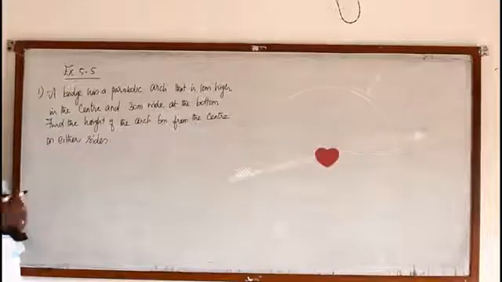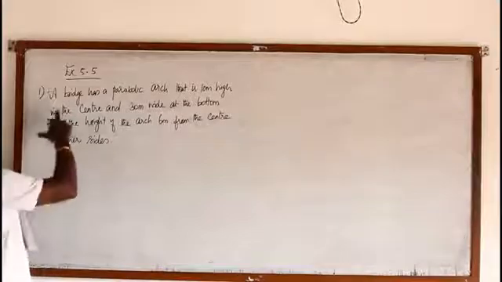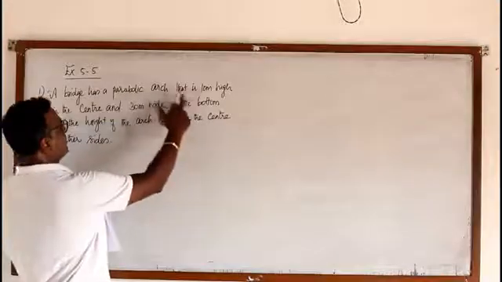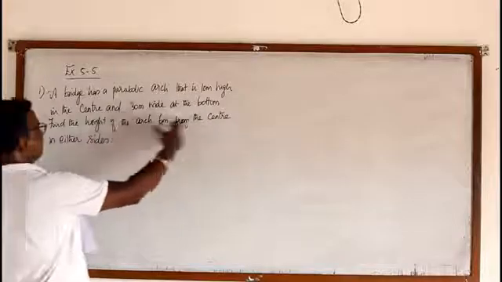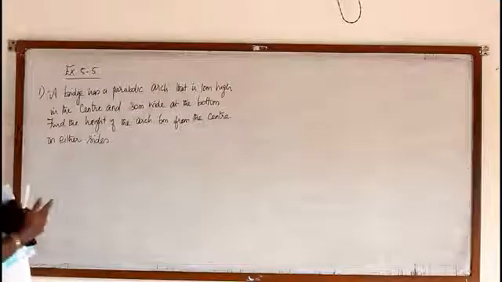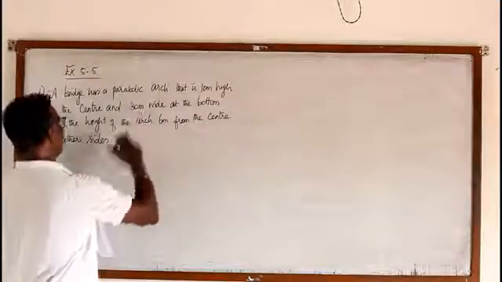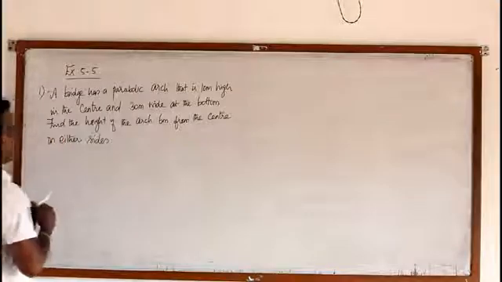So now we shall go for the exercise problems. Exercise 5.5, first problem. A bridge has a parabolic arch that is 10 meter high in the center and 30 meter wide at the bottom. So the bridge is having 10 meter height at the center and the total width is 30 meter. Find the height of the arch from 6 meter from the center on either sides.